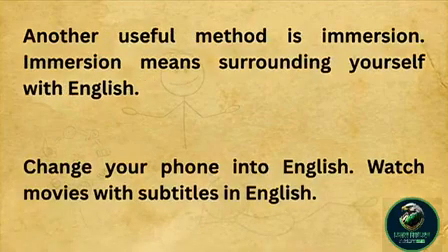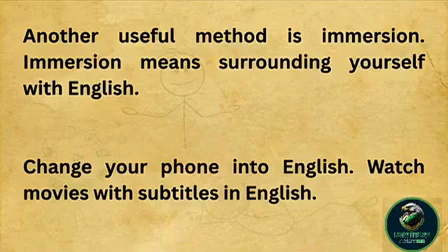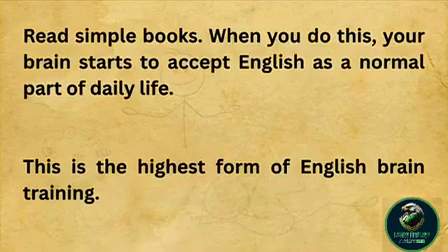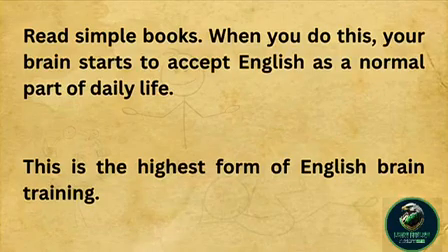Another useful method is immersion. Immersion means surrounding yourself with English. Change your phone into English. Watch movies with subtitles in English. Read simple books. When you do this, your brain starts to accept English as a normal part of daily life. This is the highest form of English brain training.